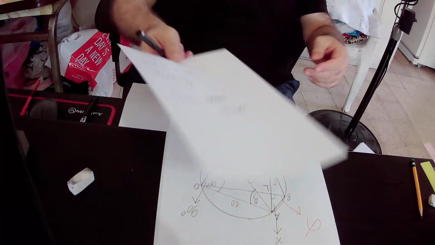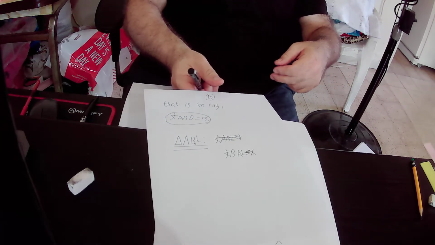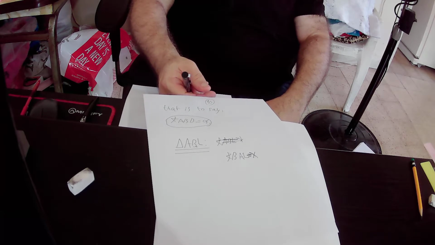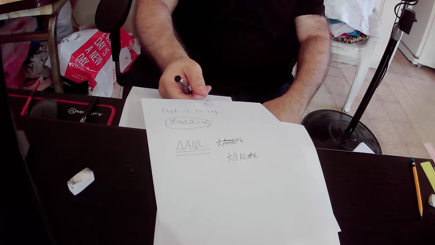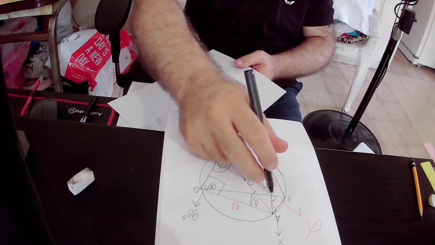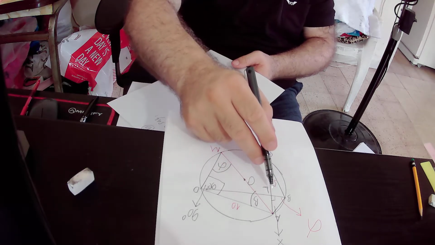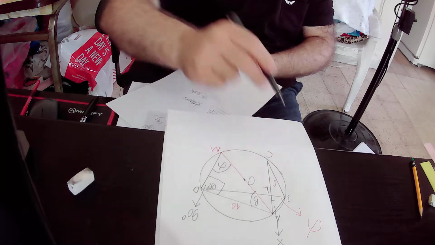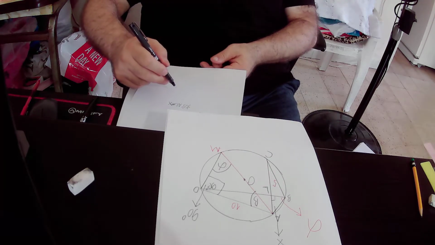Okay, in the right triangle ABL, angle BAL equals x. In the right triangle ABL, angle BAL equals x. Okay?